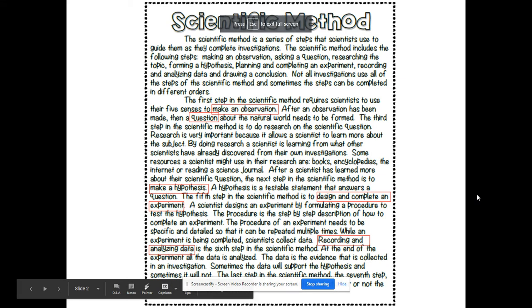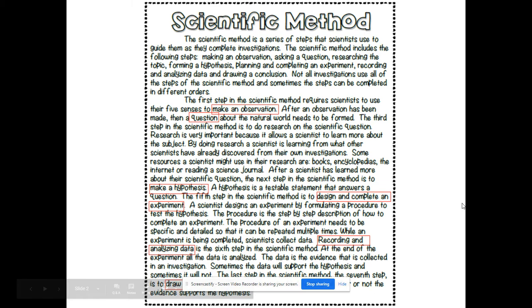Scientific method. The scientific method is a series of steps that scientists use to guide them as they complete investigations. The scientific method includes the following steps: making an observation, asking a question, researching the topic, forming a hypothesis, planning and completing an experiment, recording and analyzing data, and drawing a conclusion.